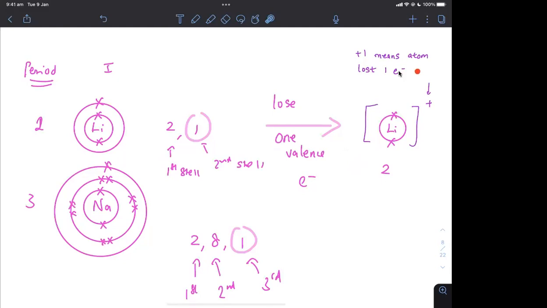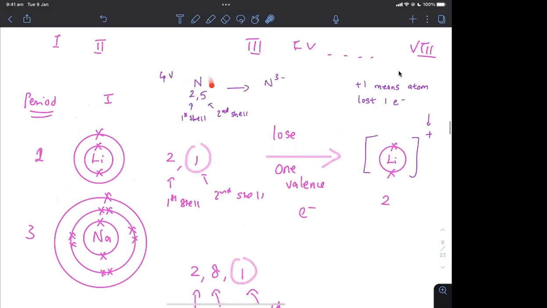Okay, so when you have a non-metal like nitrogen, which is 2,5, and then you want to go to a fully filled outer shell, your first shell is completely filled. Your second shell is nitrogen, it is group 5. Group 5 meaning it has 5 valence electrons. You should be able to use your periodic table to come up to this. What does it form? N3 minus.